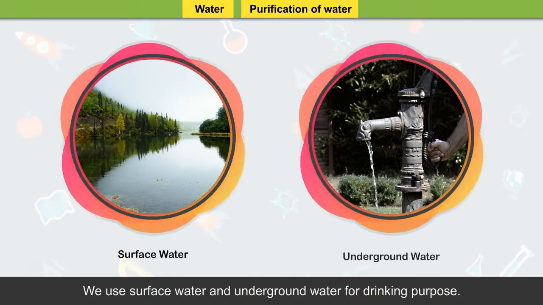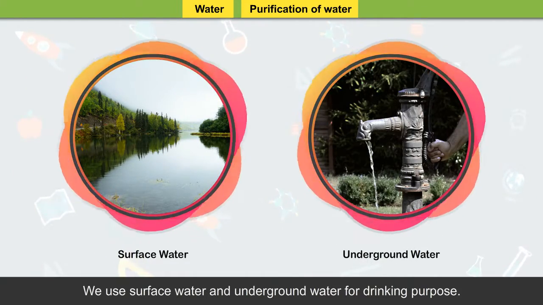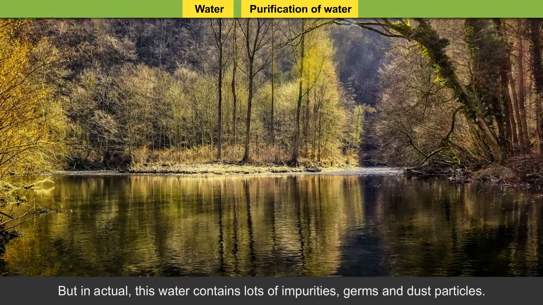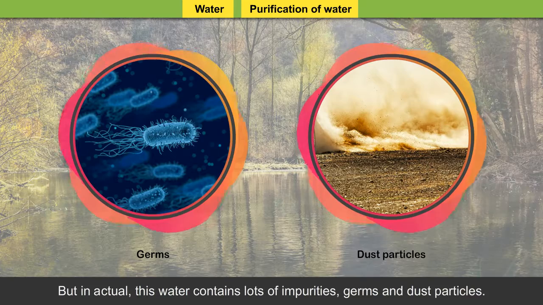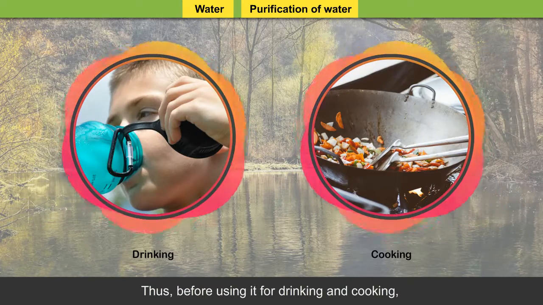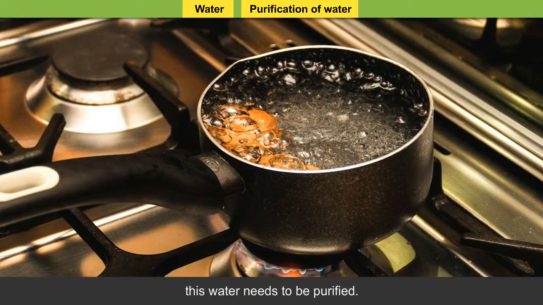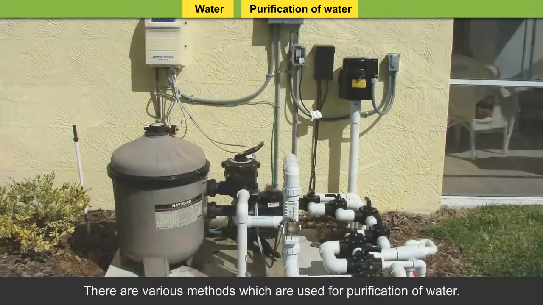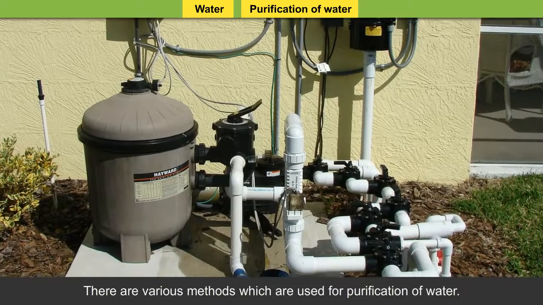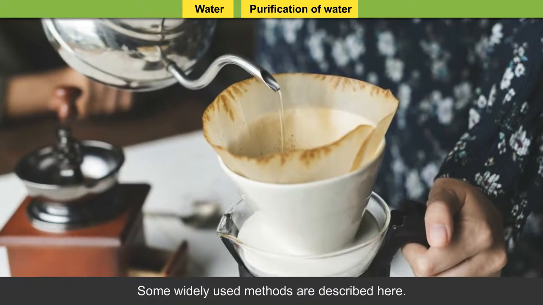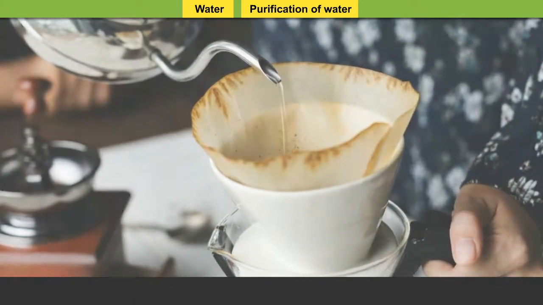Purification of water. We use surface water and underground water for drinking purpose. But in actual, this water contains lots of impurities, germs and dust particles. Thus, before using it for drinking and cooking, this water needs to be purified. There are various methods which are used for purification of water. Some widely used methods are described here.